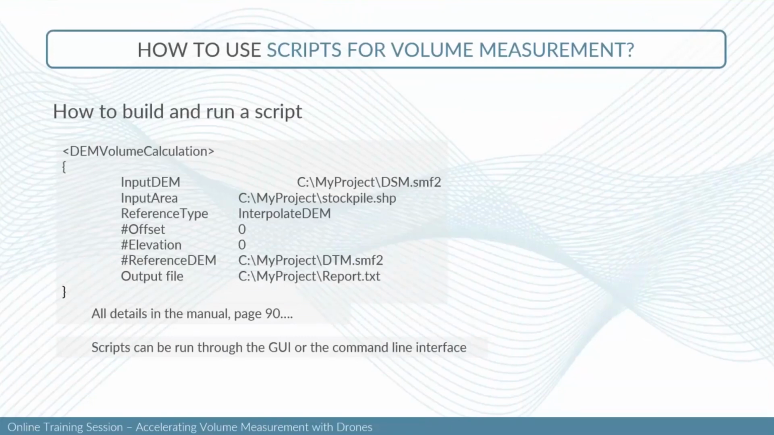the DEM volume calculation has some parameters to play with. So you have here the input DEM, so what DEM you want to use as the reference. You have the area to map, so what are the stockpiles you want to measure. You have the reference type that you want to use for those volumetric calculations. Depending on the reference type you use, you can also play with the offset, the elevation constant, or the reference DEM. And also you have at the end where you want to store your final output text file.